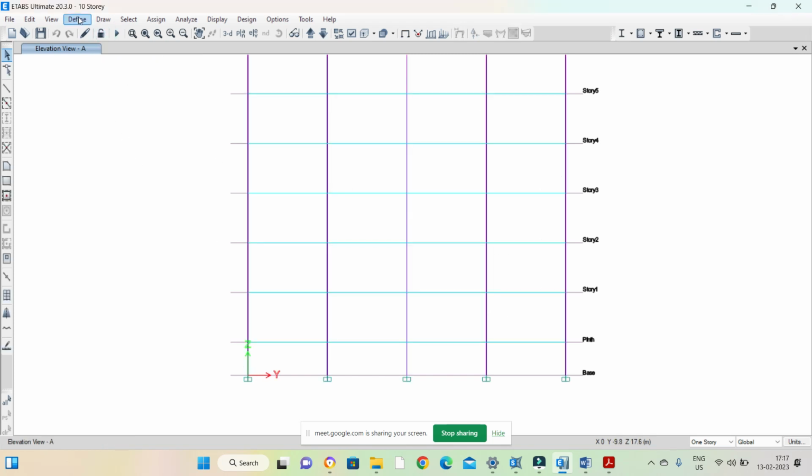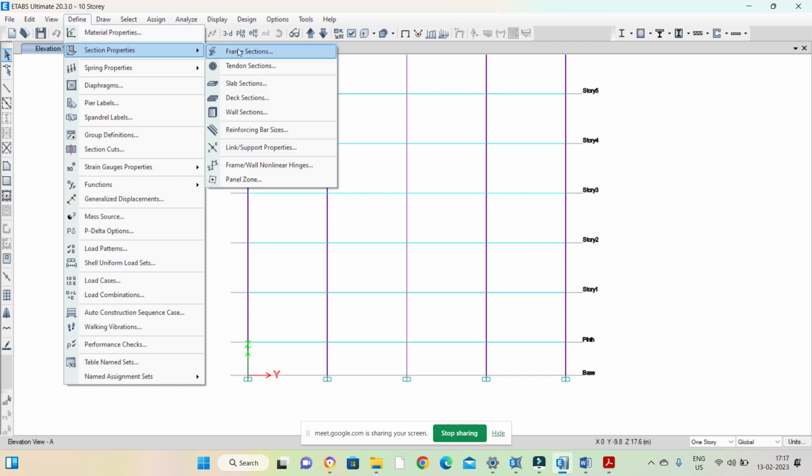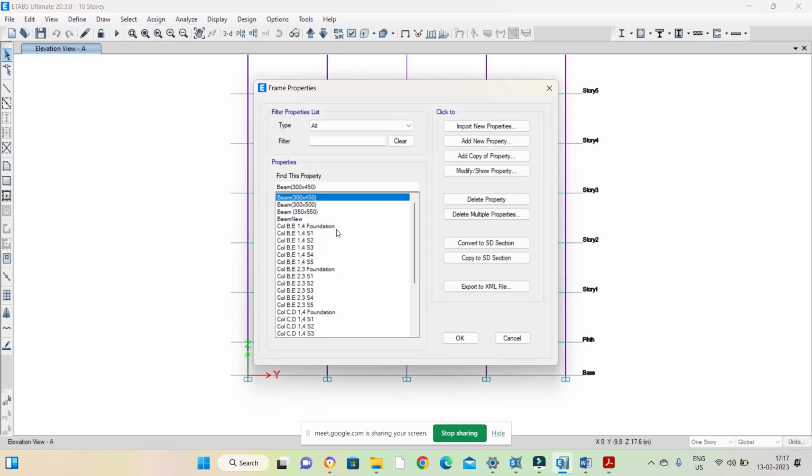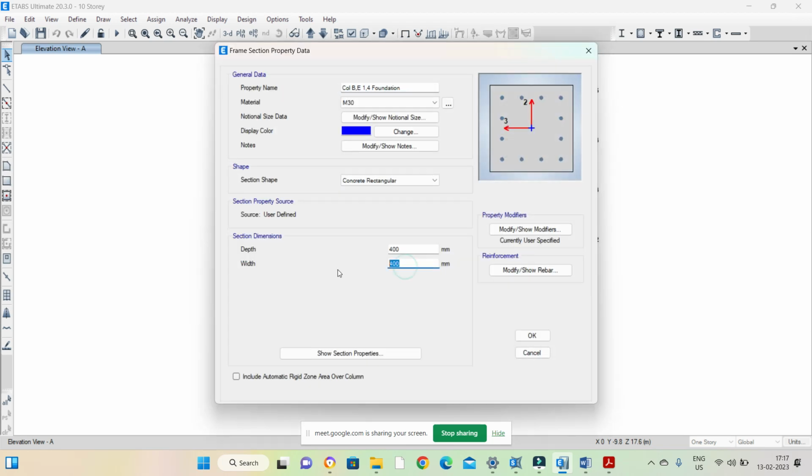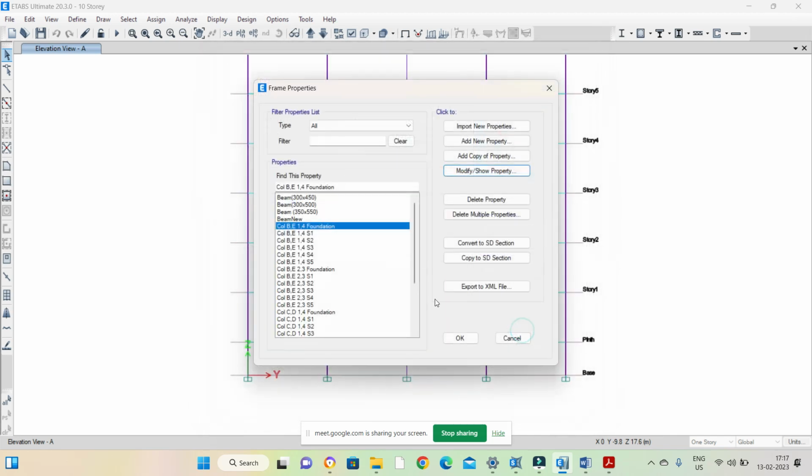What to do for that, go to define section properties, and you can edit all the corner columns. So this BE whatever I have defined, I think this is for corner columns. What I'll do, I'll change the size. Okay, so instead of 400, let me pick 350. This is for foundation, then story 1, story 2, story 3, story 4, story 5, like that.